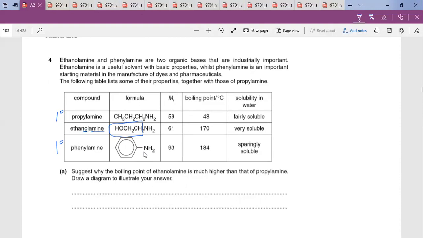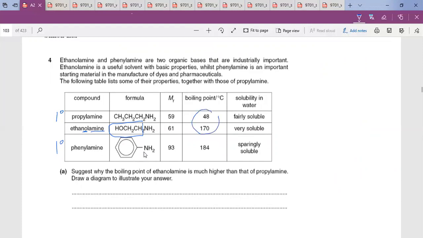They say ethanolamine and phenylamine are 2 organic bases that are industrially important. Ethanolamine is used as a solvent with basic properties, while phenylamine is an important starting material for the manufacture of dyes, which you will see later, and pharmaceuticals. The following list gives the properties together with those of propylamine. Compare. Of course, the first question, they compare on these 2 here.